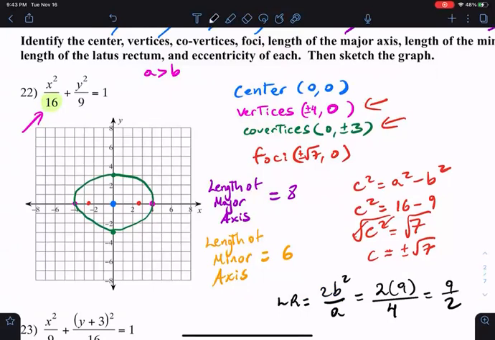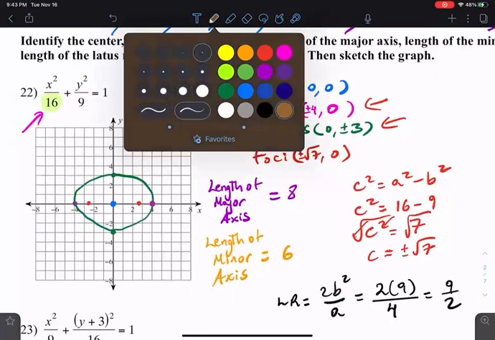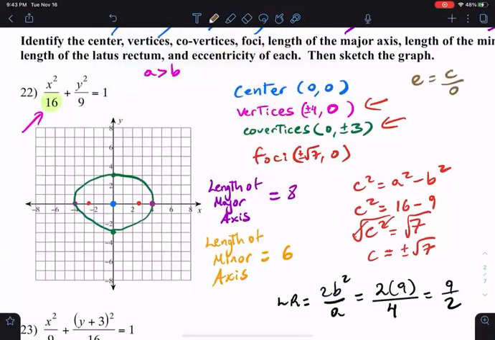Now you need to find the eccentricity. So the eccentricity is C over A. So C is root 7, A is, what do you say? A is 4. That's it. And you sketch. Okay, that's it. You're done. That's all you have to do.